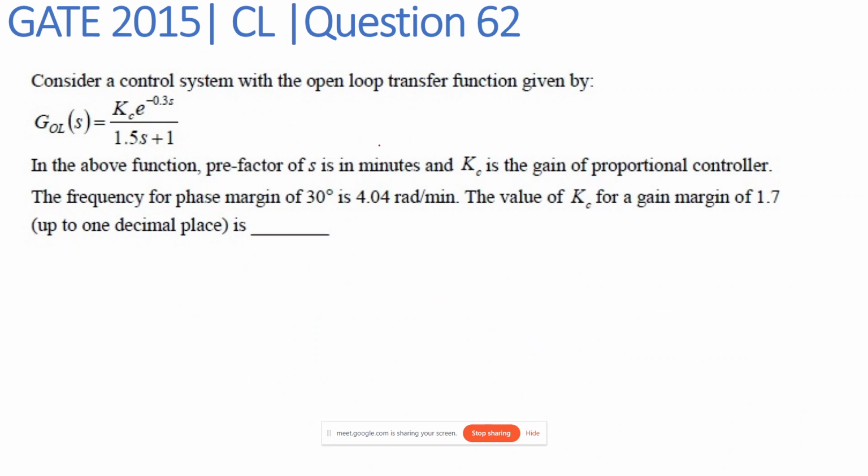Then the next question that we are looking at is question number 62 from GATE 2015, and the question states: consider a control system with open loop transfer function given by this equation, that is Kc e raised to minus 0.3s upon 1.5s plus 1. In the above function, the prefactor of s is in minutes and Kc is the gain of the proportional controller. The frequency for phase margin of 30 degree is 4.04 radian per minute. The value of Kc for gain margin of 1.7 is dash. So in this given question, we have been asked the value of Kc provided the gain margin of 1.7.